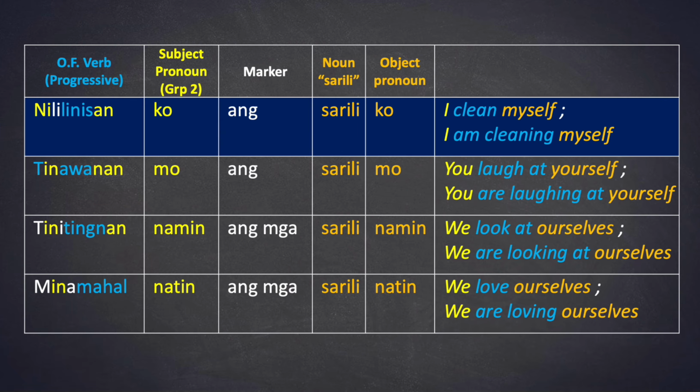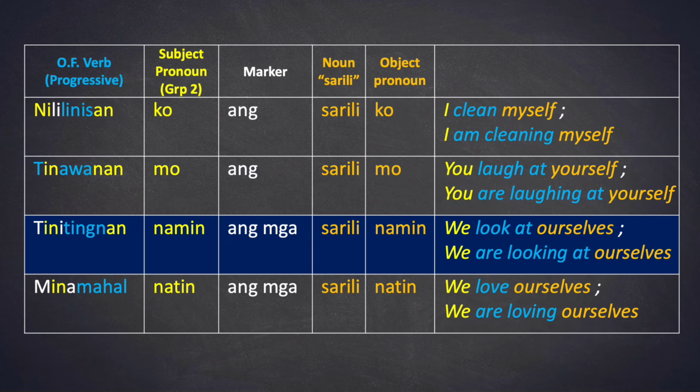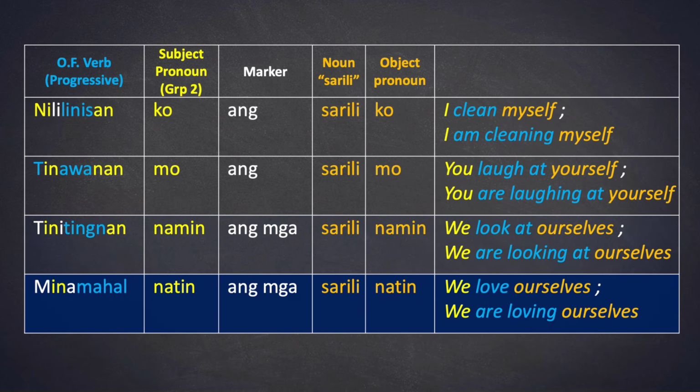Now, let's try verbs in the progressive aspect or when the action is currently happening. Here goes. Nililinisan ko ang sarili ko. I clean myself or I am cleaning myself. Tinatawanan mo ang sarili mo. You laugh at yourself or you are laughing at yourself. Tinitingnan namin ang mga sarili namin. We look at ourselves or we are looking at ourselves. Minamahal natin ang mga sarili natin. We love ourselves or we are loving ourselves.